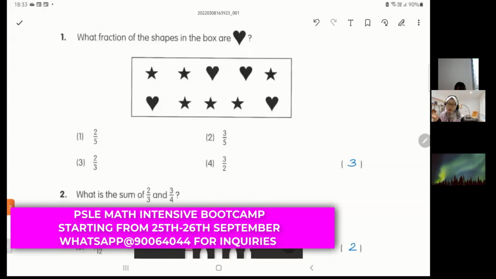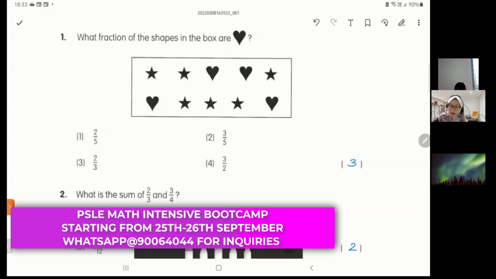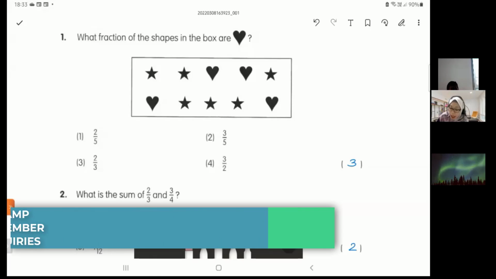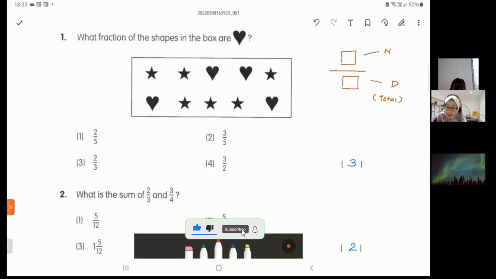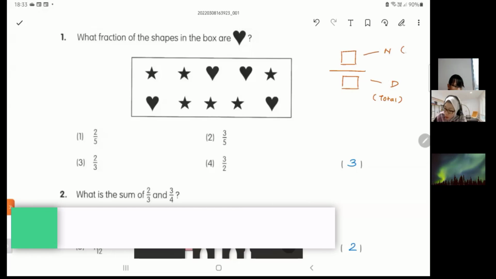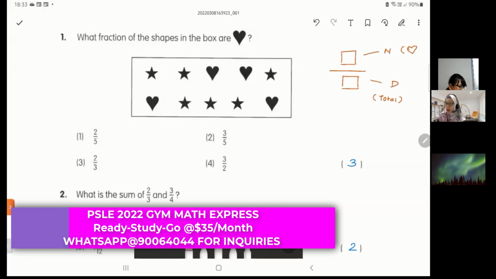All right, what fraction of the shapes in the box are the heart shape? Okay, now when you want to do fraction, you must know there is such thing as the numerator over the denominator. The numerator is on top, denominator is below. The denominator tells us the total, in this case, total shapes. The numerator tells us what the question wants. The question wants the heart. So this one is the heart. I put it like that.